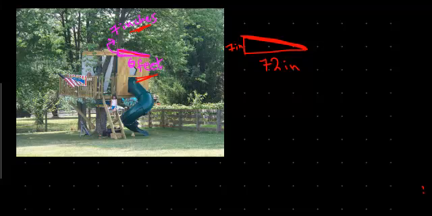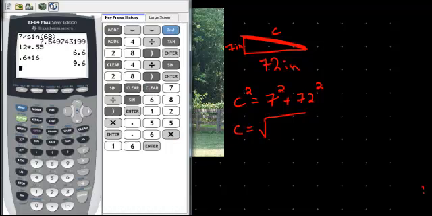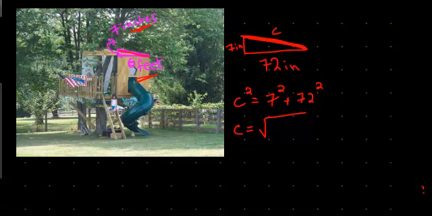And so for here, we just use the Pythagorean theorem. That's C. So C squared equals 7 squared plus 72 squared. So C equals the square root of, let's see, what's 49 plus 72 squared? 49 is 7 squared, plus 72 squared, 5233.